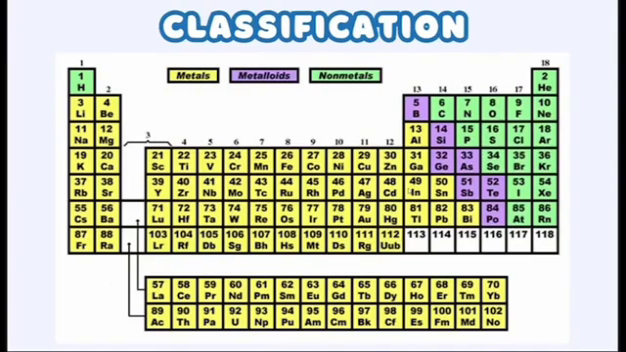Metals make up the majority of the elements and are typically found on the left and center of the periodic table. Non-metals are located on the right side of the periodic table. They usually exist as gases or brittle solids and are poor conductors of heat and electricity. As for the metalloids, they form a small group of elements that lie along the zigzag line, separating the metals and the non-metals.